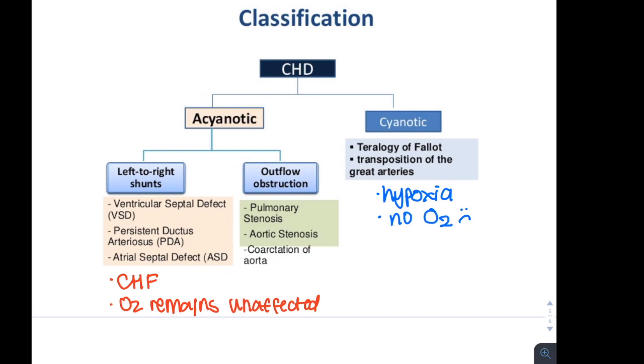To relate it back to our topics that we've gone over in class, outflow obstruction can be seen in pulmonary stenosis or aortic stenosis, which we know as murmurs. And then cyanotic is when your baby is not getting enough oxygenated blood to their body, so they're going to be hypoxic. A common example of that would be tetralogy of Fallot.